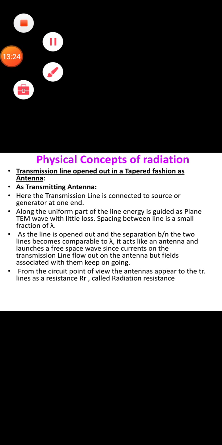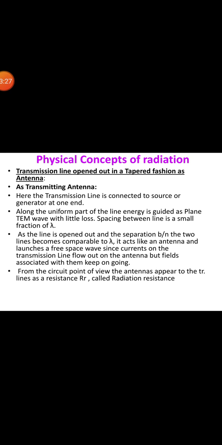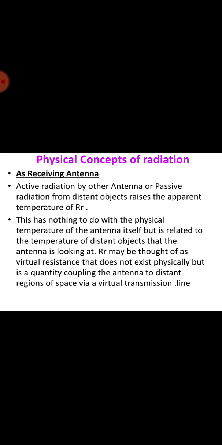So, as a transmitting antenna, the transmission line is connected to a source, a generator, at one end. Along the uniform part of the line, energy is guided as a plane TM wave with little loss, with spacing between the lines a small fraction of lambda. As the line is opened out and the separation between the two lines becomes comparable to lambda, it acts like an antenna and launches a free space wave, since the currents on the transmission line flow out of the antenna, but the fields associated with them keep on going. From the circuit point of view, the antenna appears to the line as a resistance R0, called radiation resistance, as said earlier. So this is the physical concept of radiation.